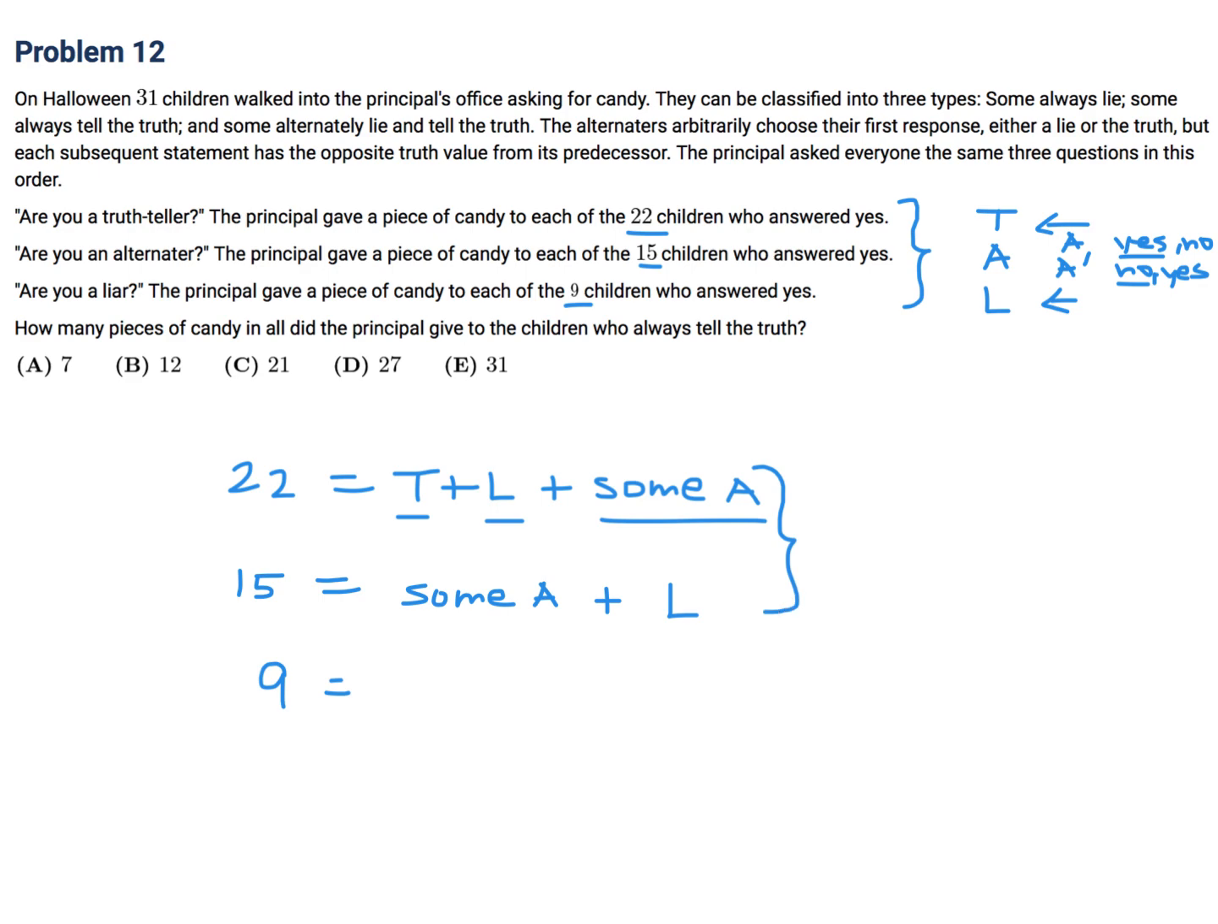If you subtract them, you get 22 minus 15 on that side, and on the other side, you're just left with t. So t is basically equal to 7. So that means that 7 students always tell the truth. And that's basically what they wanted. So that's choice A for this question.